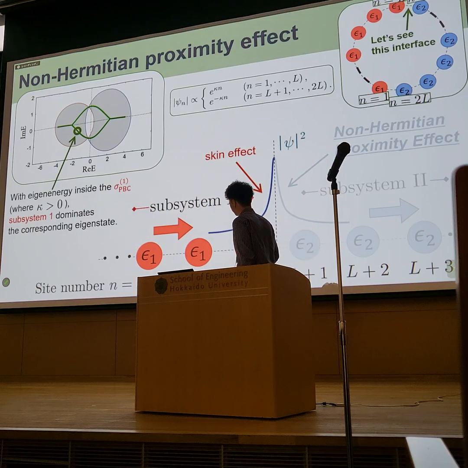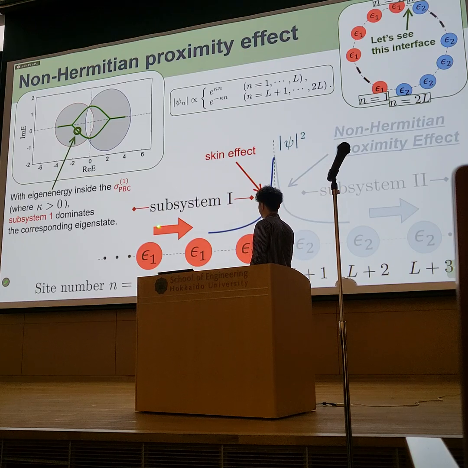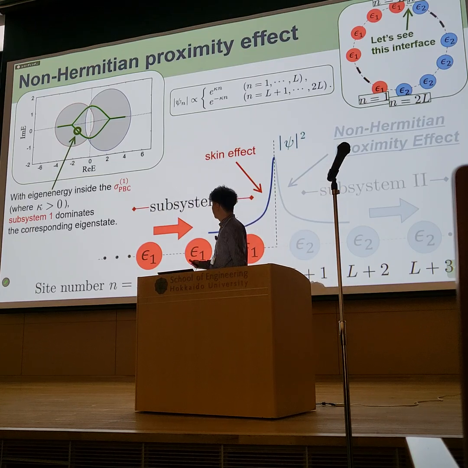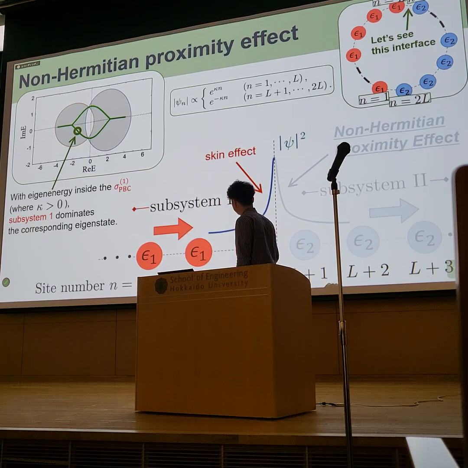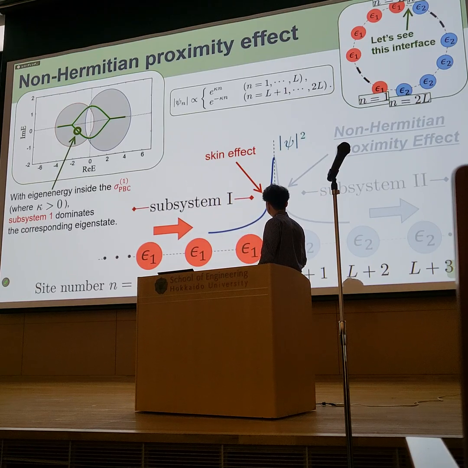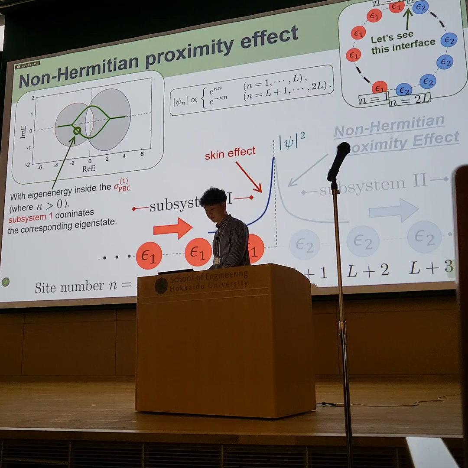And as shown at the bottom, there are two asymmetric hoppings in the same direction, as indicated by these arrows. Let's consider the wave function for eigenenergy existing inside the PVC spectrum for subsystem 1, especially the complex eigenenergy. In this case, since subsystem 1 dominates the corresponding eigenstates, for the sites corresponding to subsystem 1, we observe the skin effect that localizes exponentially on the right edge. It's the same direction as the asymmetric hopping.